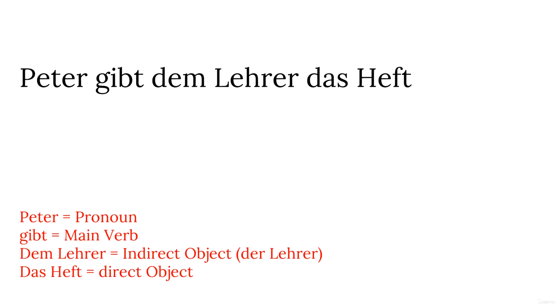So the question you could ask in the dative is to whom? To whom is Peter giving the book? And the answer is dem Lehrer, to the teacher. And because Lehrer in the original form is der Lehrer, der would change into dem. So you write dem Lehrer. So dem Lehrer is the indirect object.